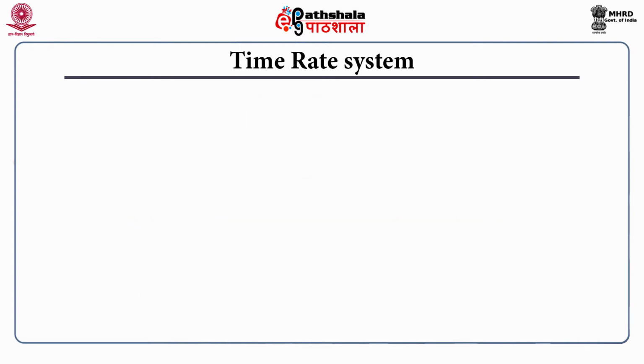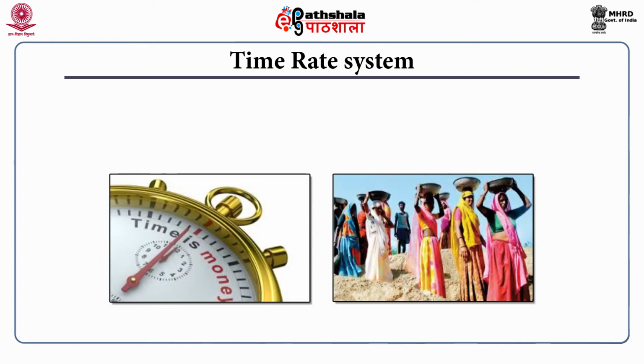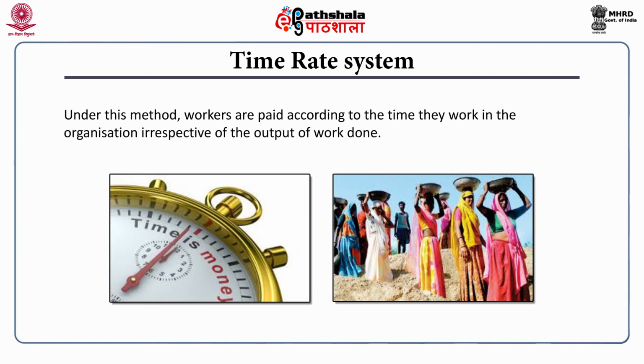Time rate system. One of the oldest methods of wage payment is the time rate system, in which time spent by the worker is the basis of wage determination. Under this method, workers are paid according to the time for which they work in the organization, irrespective of the output of work done. For example, if a wage rate of rupees 10 per hour is fixed in an organization and two workers A and B attend work for 10 and 8 hours respectively, the wage for the day as per time wage system will be rupees 100 and 80 for A and B respectively.